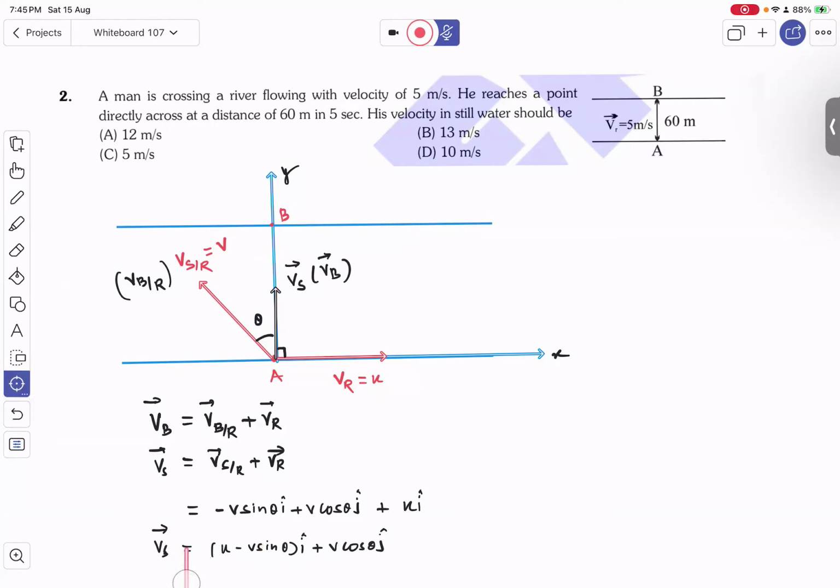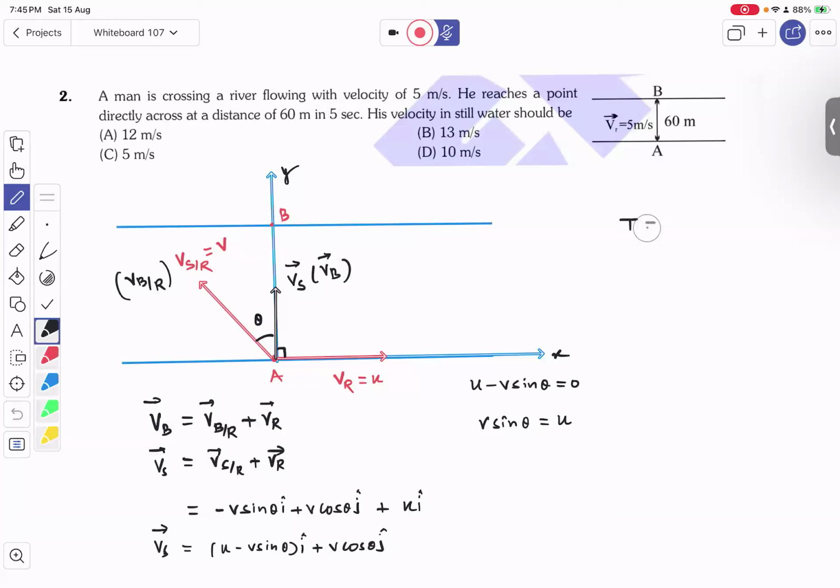So the velocity of the swimmer must not have any x component. So u minus v sine theta should be equal to 0. So v sine theta should be equal to u. We have discussed these things already. So now we can totally figure it out. And it is told he is crossing the river in 5 seconds. So time to cross the river will be length AB, that is river width, and that is given to us as 60 meters.